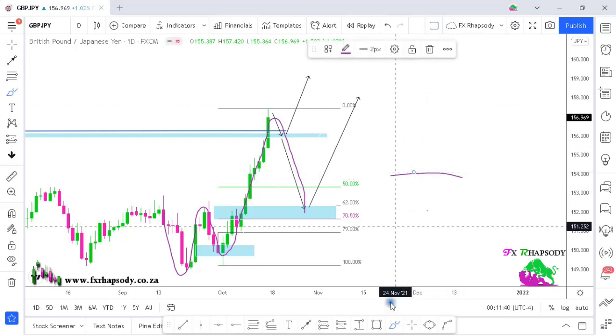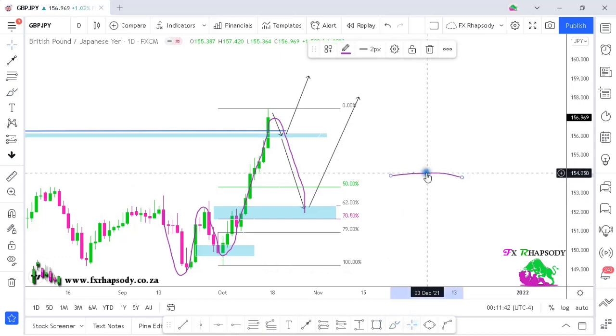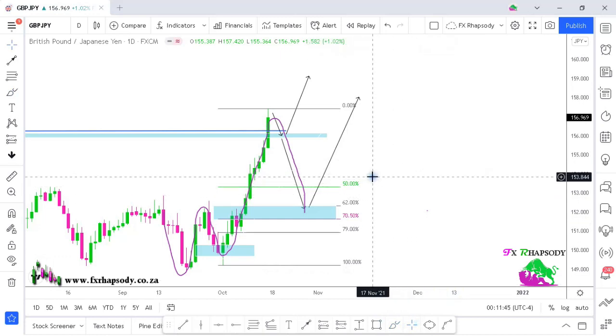Don't just act on the market now. Let's first see what it does.